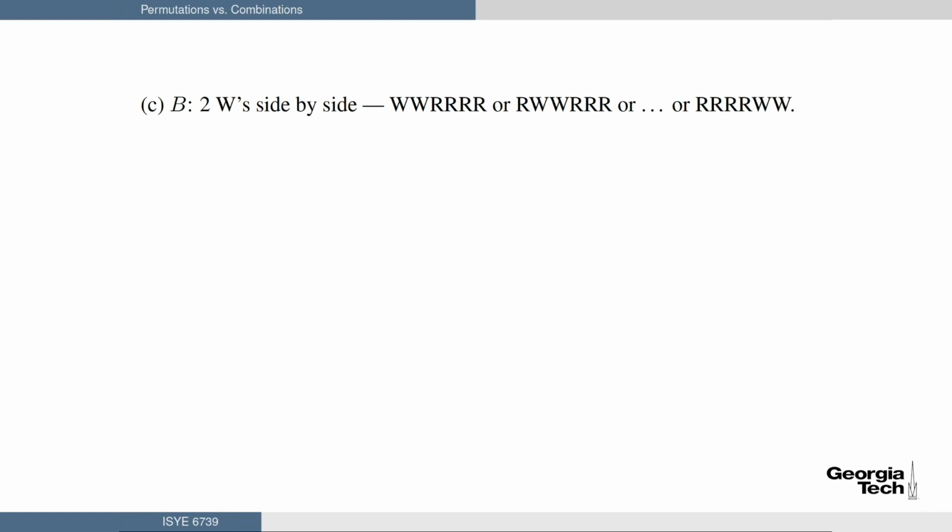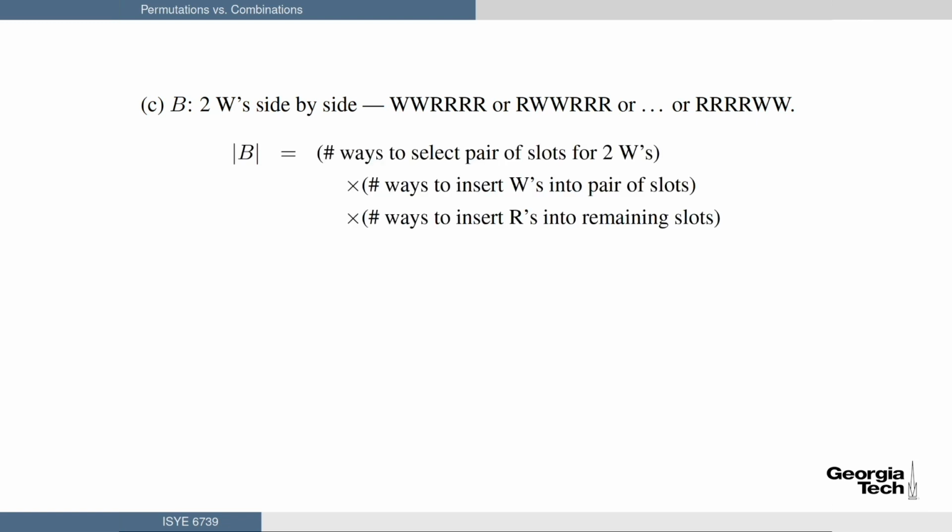Sounds kind of funny. So the reason I know that there's 5 ways to do this is because the initial W can start out in one of the first 5 positions. So there's 5 ways to do that. So the cardinality of B is the number of ways to select the pair of slots for the 2 W's times the number of ways to insert the W's into that pair of slots times the number of ways to insert the 4 R's into those remaining slots.